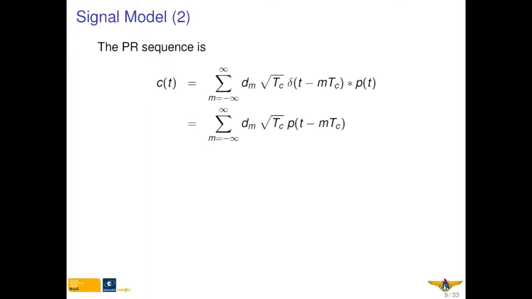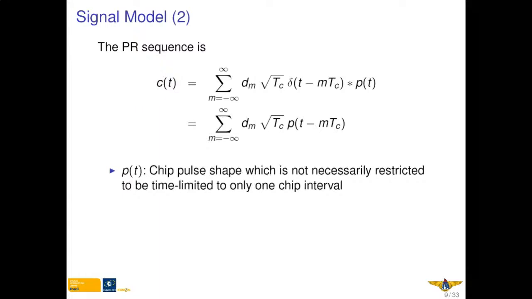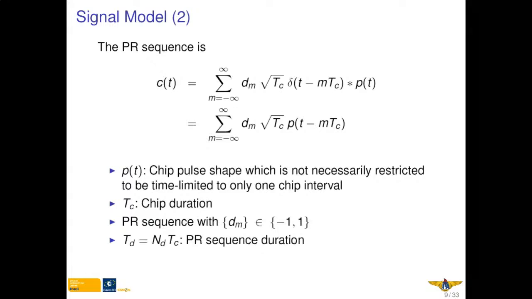The PR sequence, the spreading sequence, can also be given by this formula, where this is the Kronecker function, and this is the convolution operator. p(t) is the chip pulse shape, which is not necessarily restricted to be time limited to only one chip interval. Tc is the chip duration. The PR sequence is given by its bits, denoted by d_m. Td is the duration of the sequence, and Nd is the number of chips of the PR sequence.